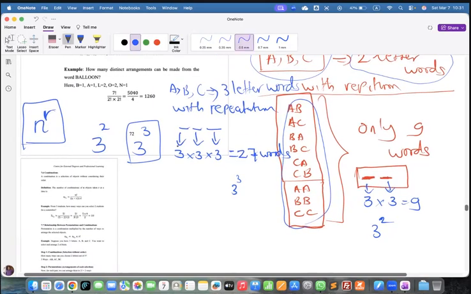So if you are confused, I will write all the 27 words.